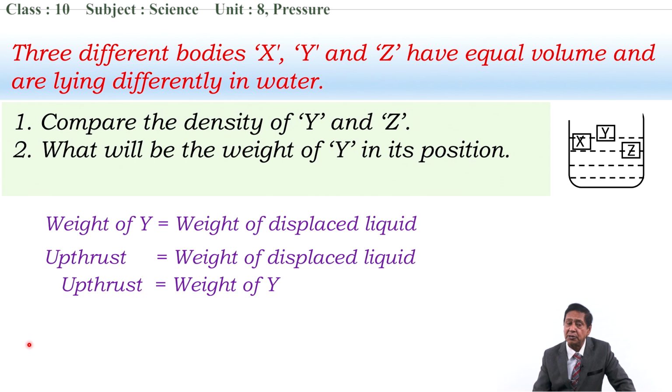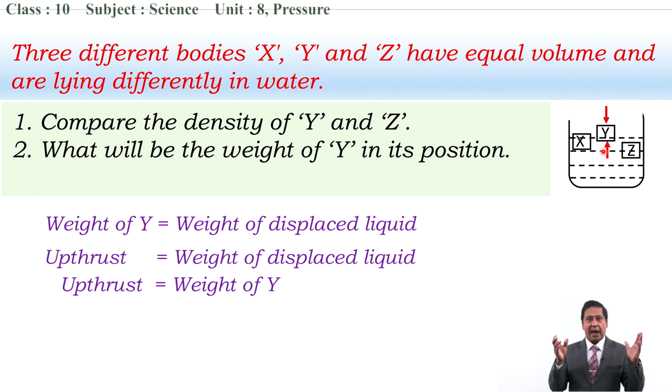Isn't it? Upthrust means what? The upward force exerted by this liquid on the body. This is upthrust. And what is weight of the Y? Weight of the body Y means the downward force exerted by this Y because of its weight. Now these two forces are acting against each other and they are equal and opposite. So resultant force will be 0. That's why weight of Y in its position is 0. Weight of every floating body becomes 0.